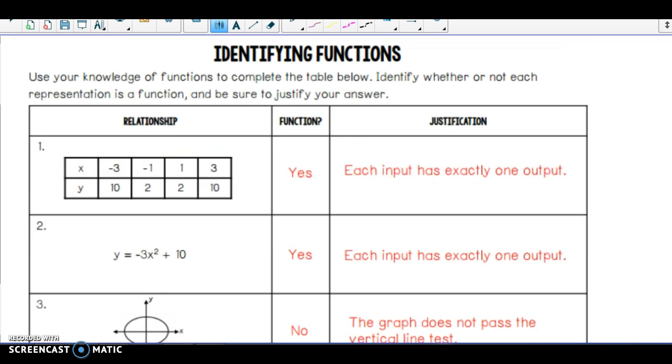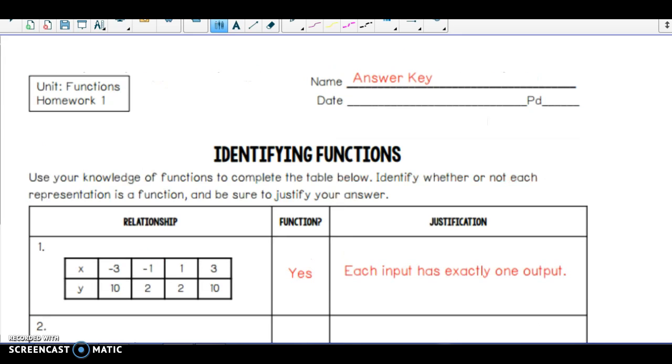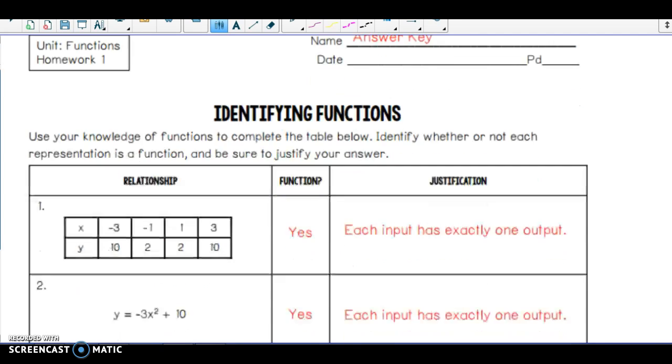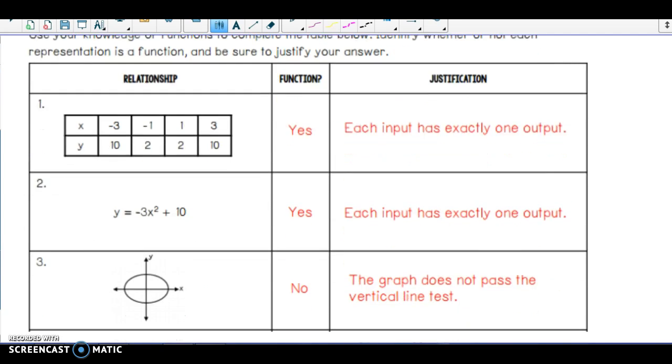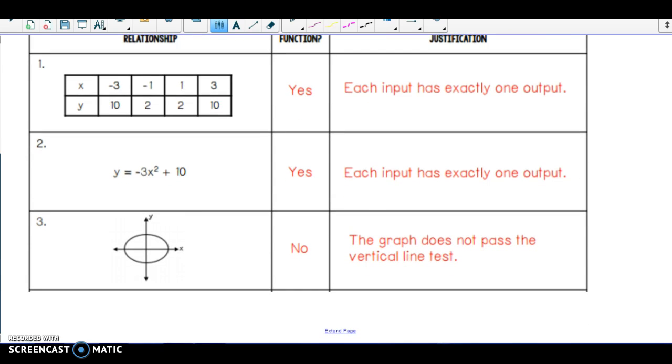Okay, check your answers. Number 1 is a function because each input has exactly one output. Number 2, yes, it's a function. Each input that you put in will get a unique output. And the third one is not. If we take a vertical line and go across, we will see that the vertical line intersects this circle or oval in two different places when you place the vertical line here or here or here. So this is not a function.